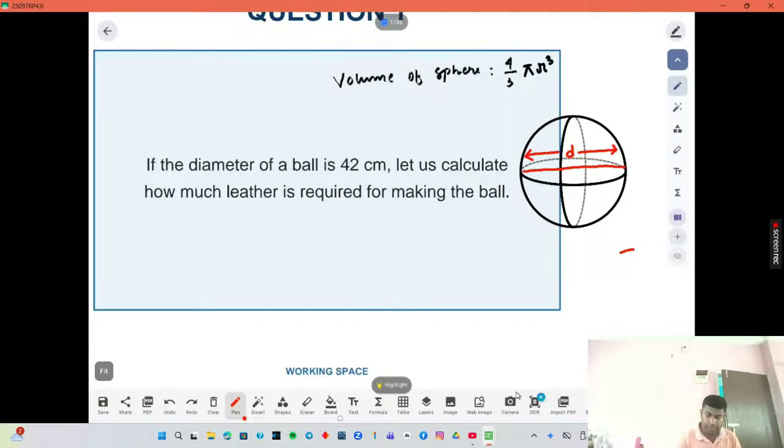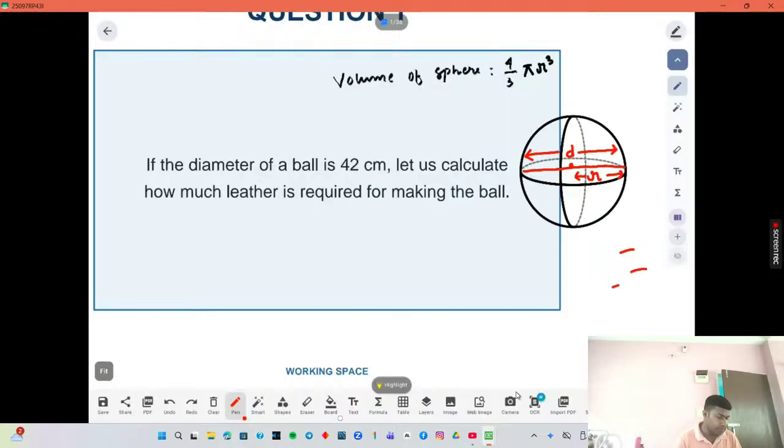A diameter is a straight line that goes from one side to the other side of a circle passing through the center. This is the center. Then what is the radius? Radius is half of diameter. That is, this length will be the radius.